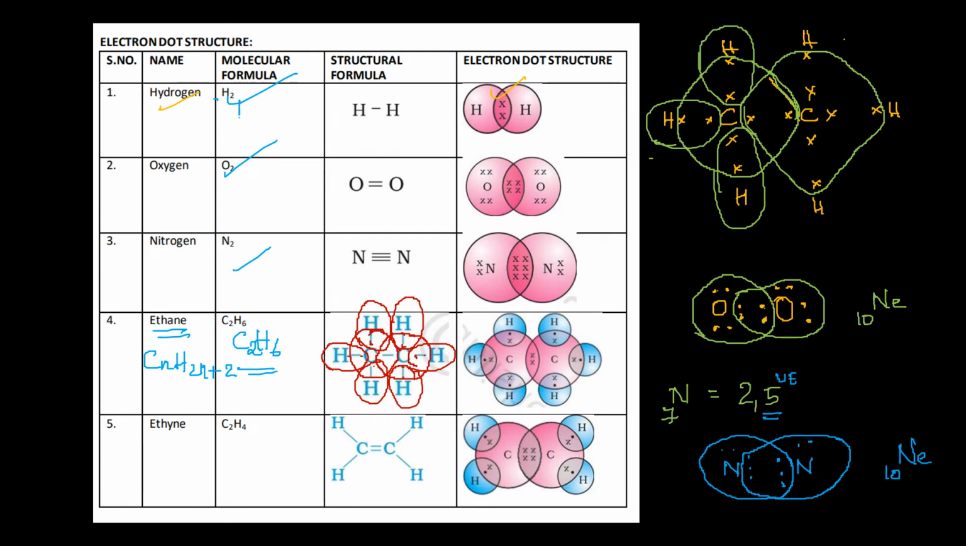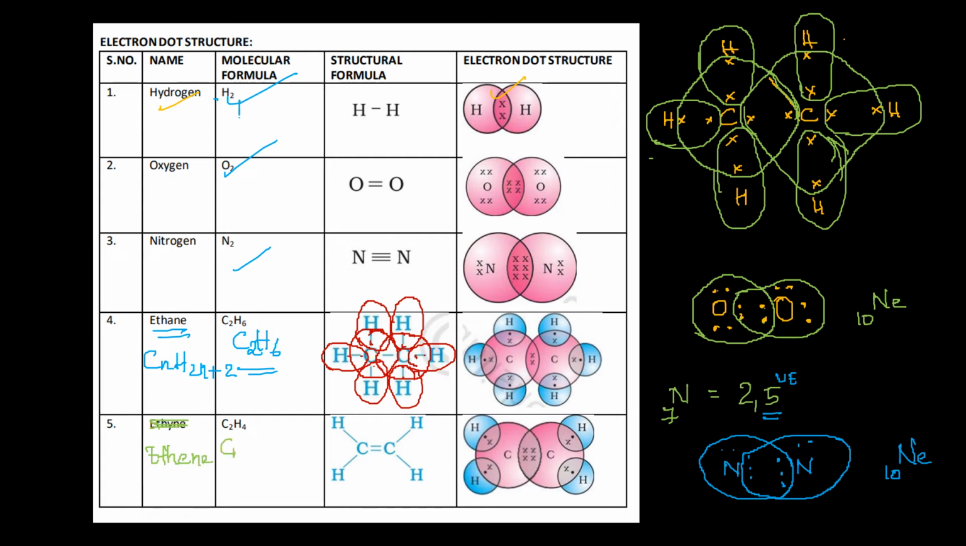Okay, and what about this hydrogen atom? This one, this one, this one. So this is the electron dot structure of ethane. Similarly, ethene. Sorry, it is not ethine, it is ethene. E T H E N E. Ethene.